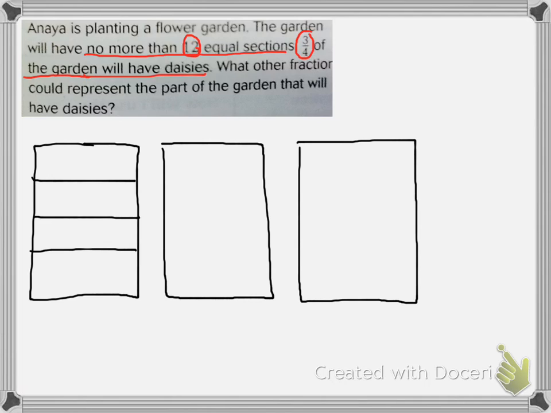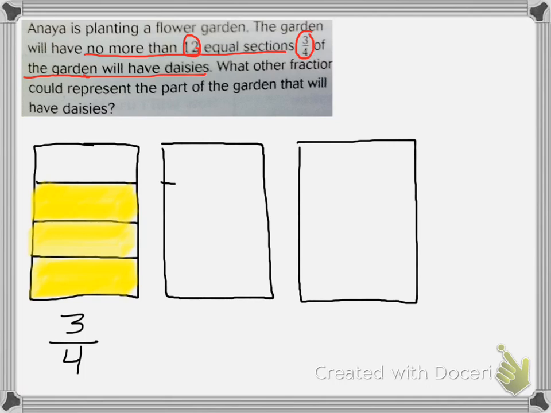So I'm going to say, you know what? I've got to go back. I don't like those fourths. That looks a little more equal to me. Sorry about that. Okay, so here's one garden in 4 equal sections, and each section is 1/4. Right? And 3/4 of this garden has daisies. So there's 3/4.